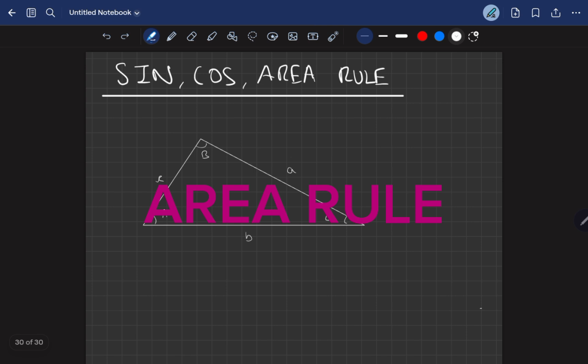Now let's start off with the area rule. We know that the area is equal to half base times height. So let's draw in our perpendicular height. So this is the height. Now, we also know that we can represent h by using the angles and the side lengths. We know that h is equal to c times sine a.